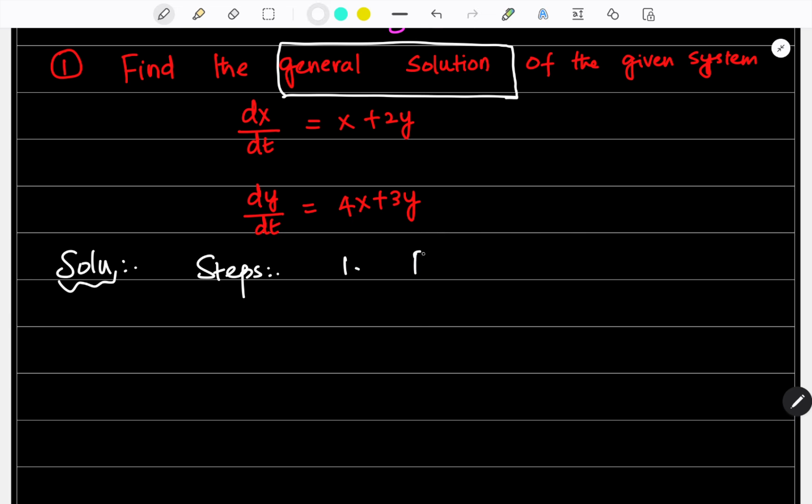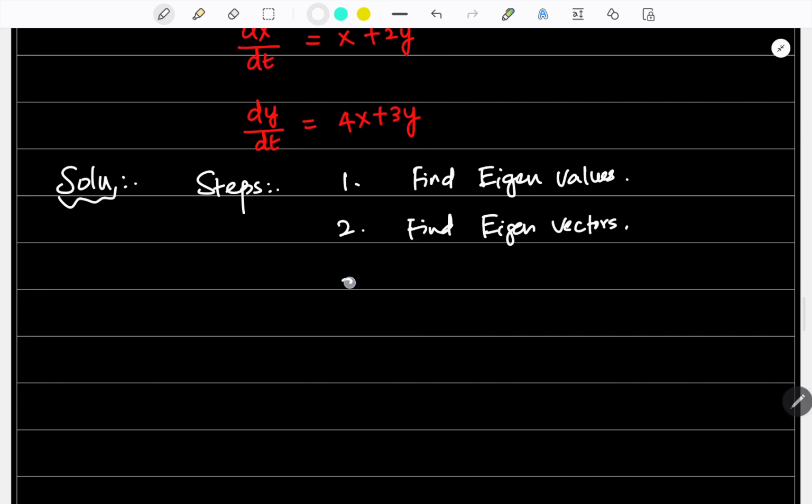Okay. Step number 1, find eigenvalues. Step number 2 is find eigenvectors. We already studied these, and if you have not studied them, please go back to the videos and get ready with that, then come back to this one. Next, step number 3, you are going to write the general solution.